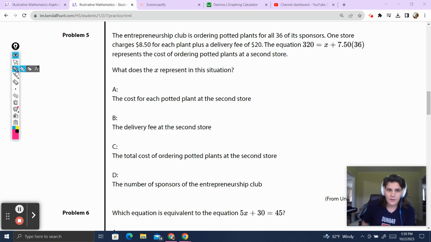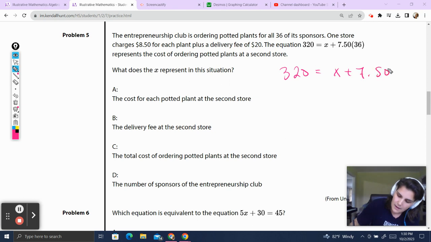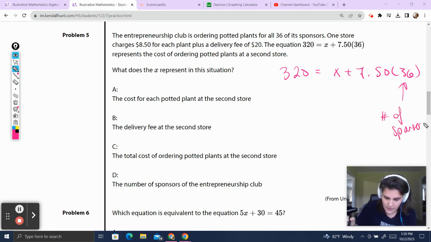So let's rewrite our equation. And we know 36 represents number of sponsors because there are 36 sponsors. And 850 is a charge plus of each plant plus a delivery fee of $20. So the x in this equation is going to represent the cost for each potted plant at the second store. So this represents the second store. So it doesn't represent the $8.50 and it does not represent the $20.